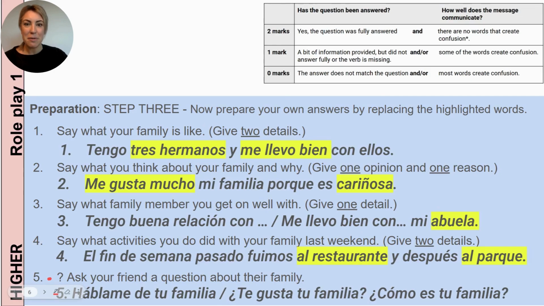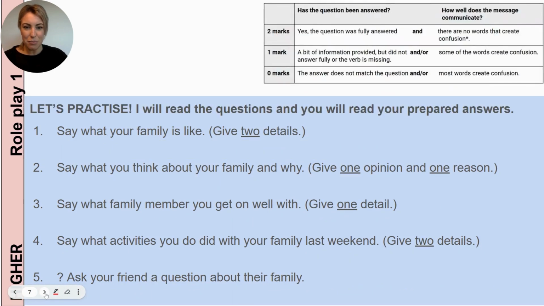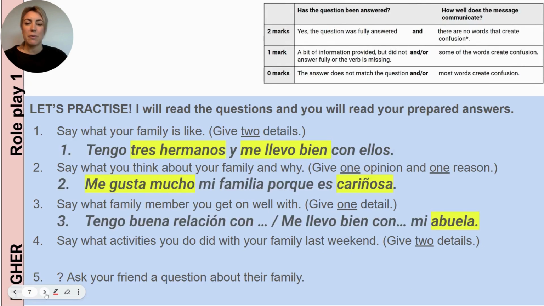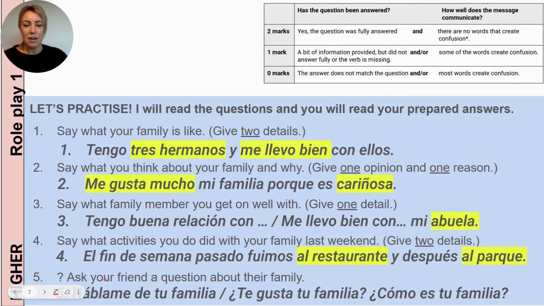Okay, and now it's time. I will read the questions. I will be the teacher examiner, and you will provide your own answers. I'll give you the time to do so. ¿Preparados? ¿Preparadas? Bueno, so these are the recommended sentences that you could use, but you can use your own if you decided to do that.